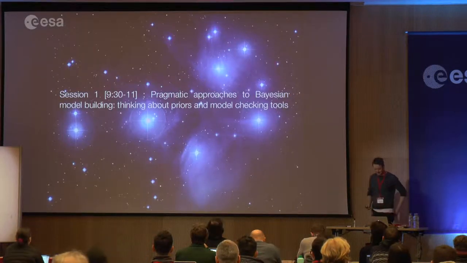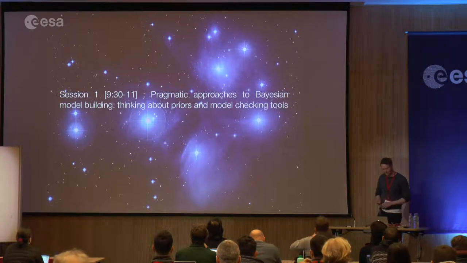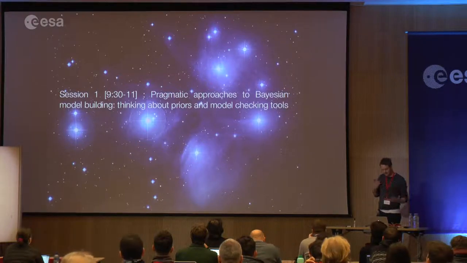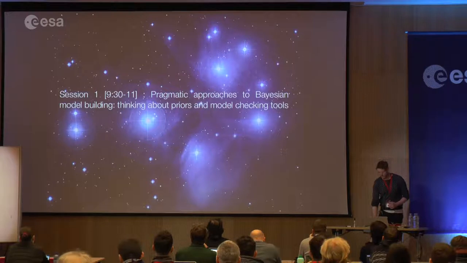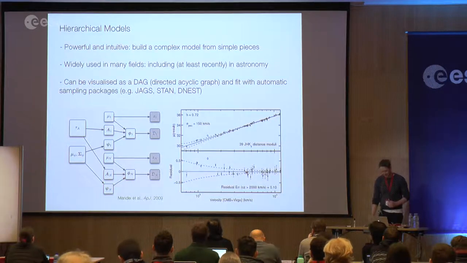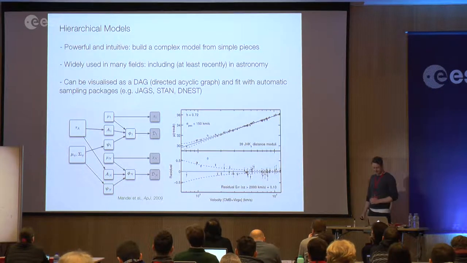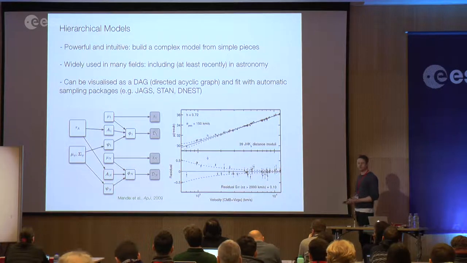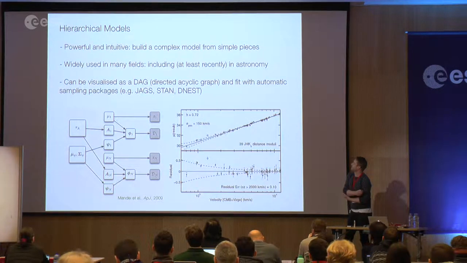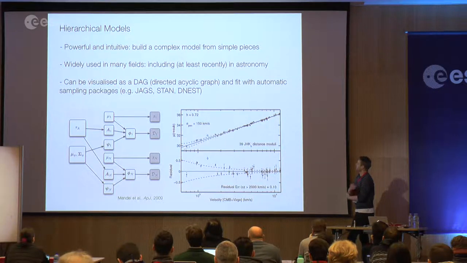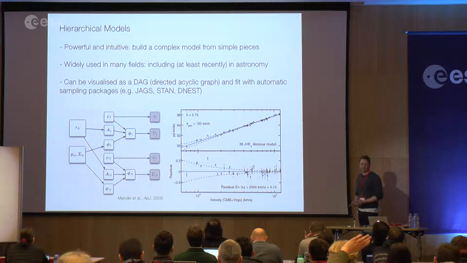So this is pragmatic approaches to Bayesian model building, and in particular, thinking about priors and model checking tools. We've seen in the previous two days some discussion of hierarchical models. These are very widely used and would be almost every Bayesian model used in practice these days.